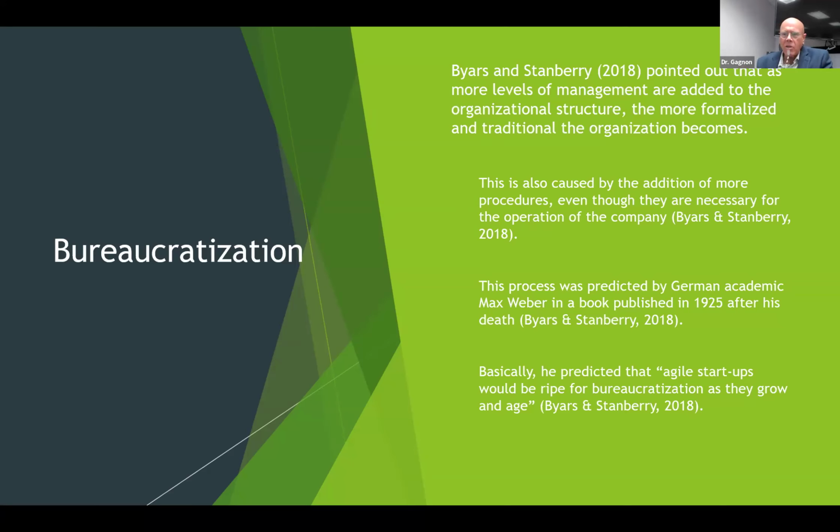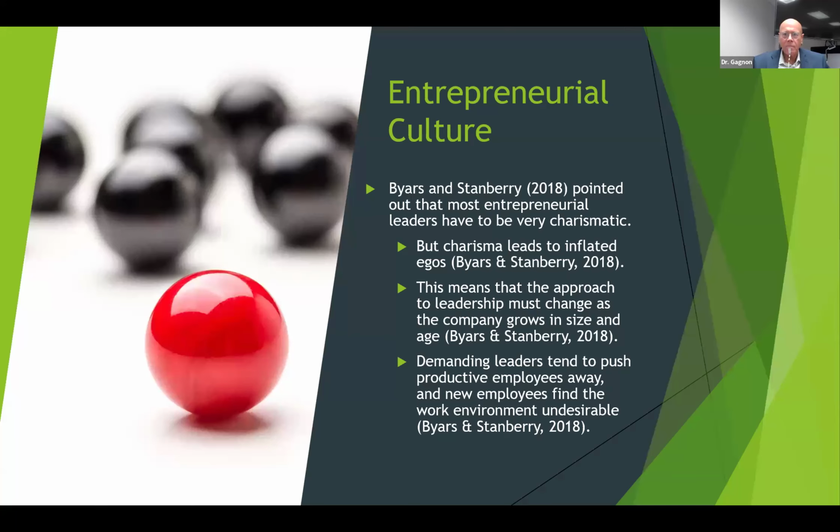This process was predicted by the German academic Max Weber in a book published in 1925 after his death. Basically, he predicted that agile startups would be ripe for bureaucratization as they grow and age. Byers and Stanbury pointed out that most entrepreneurial leaders have to be very charismatic, but charisma leads to inflated egos. This means that the approach to leadership must change as the company grows in size and age. Demanding leaders tend to push productive employees away, and new employees find the work environment undesirable.